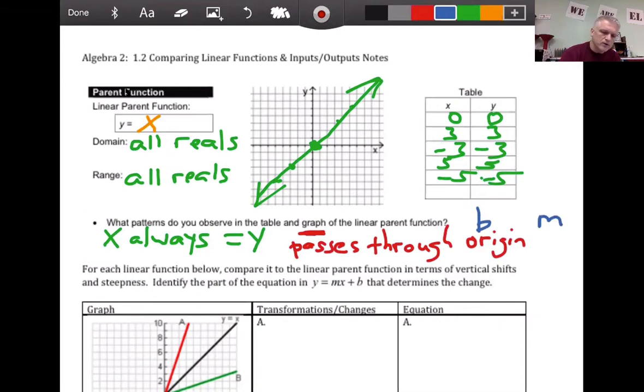And then if we look at the m part of the slope-intercept equation, look at this graph. Every time we rise 1 unit, we go to the right 1 unit. Rise 1, run 1. Rise 1, run 1. Rise 1, run 1. So your slope, or your m, is 1. So our slope equals 1, and your y-intercept is 0 for the parent function.